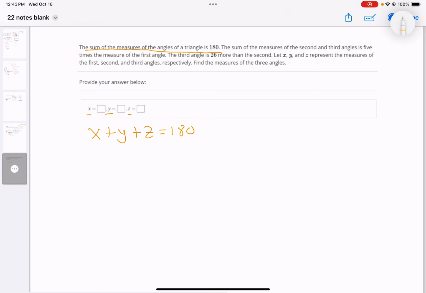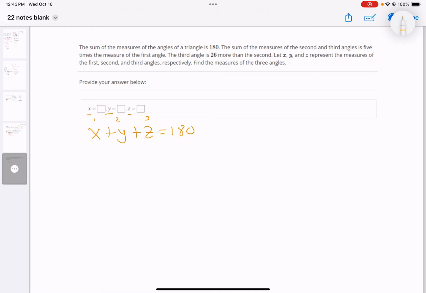And that's a given. Every single triangle in the world, if you add up the three angles on the inside, will always equal 180. Just one of those geometry always things. Okay, the second thing it says is the sum of the measures, and we're going to call this angle 1, this is angle 2, this is angle 3. Just to keep track of stuff.